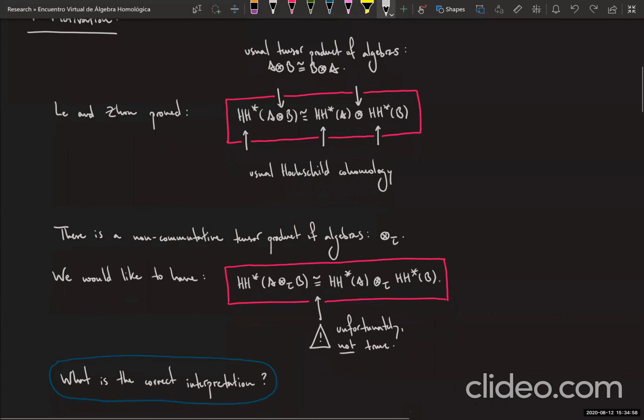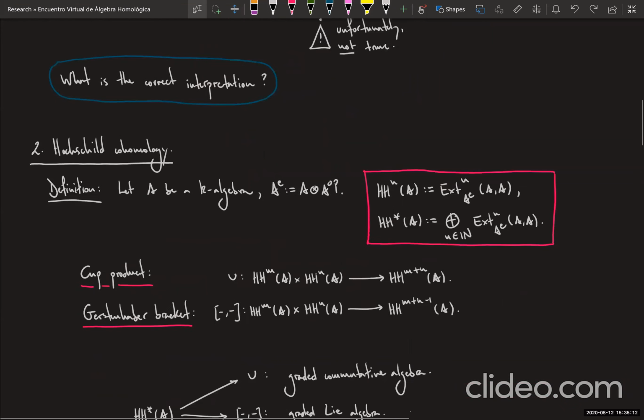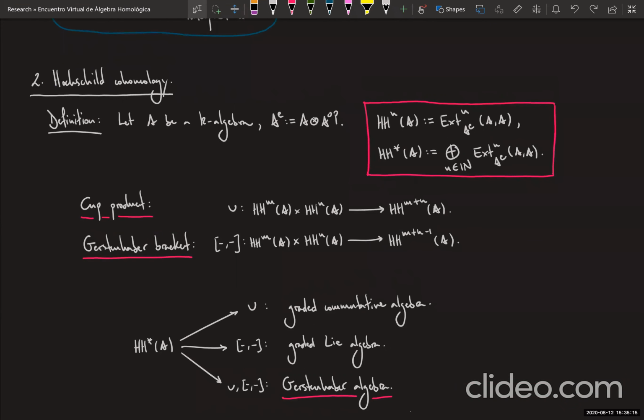So the question that motivates looking at this is, if this cannot be true, what is the correct interpretation of Li and Zhou's result? Keeping this in mind, let's jump into a tiny bit of the technicalities.